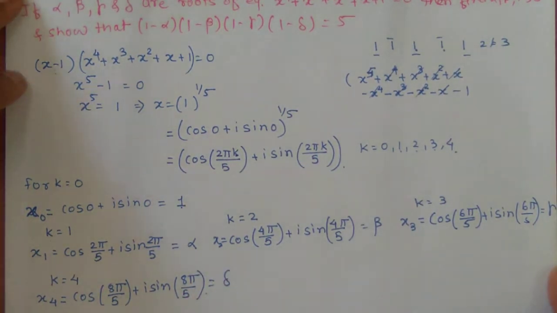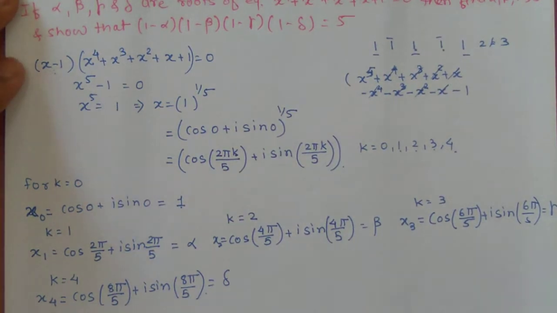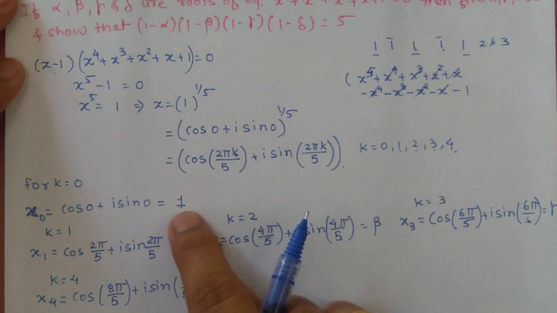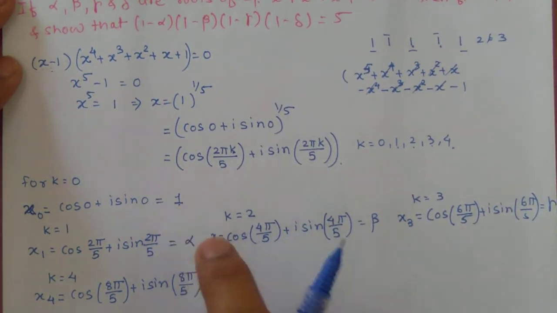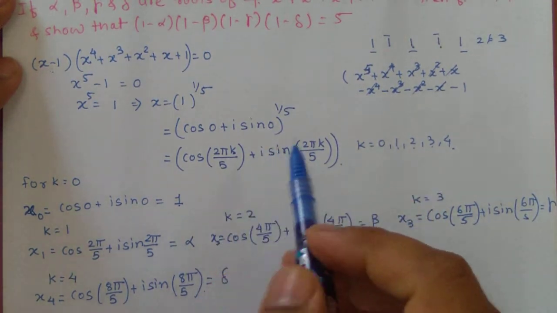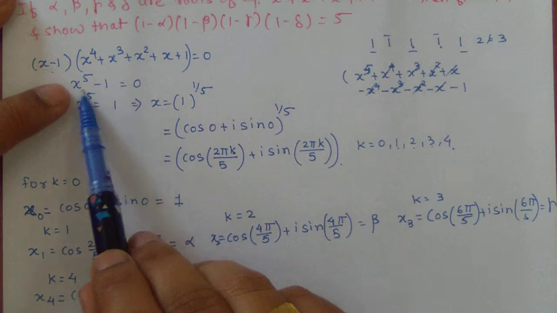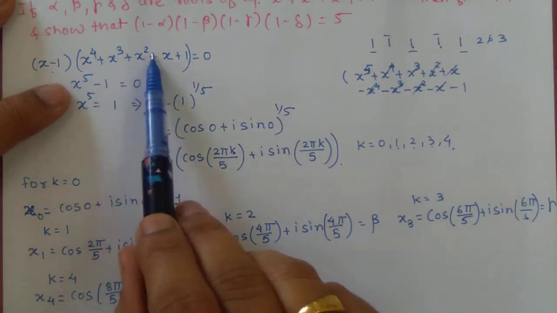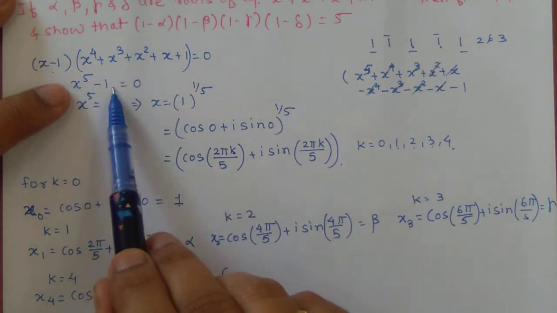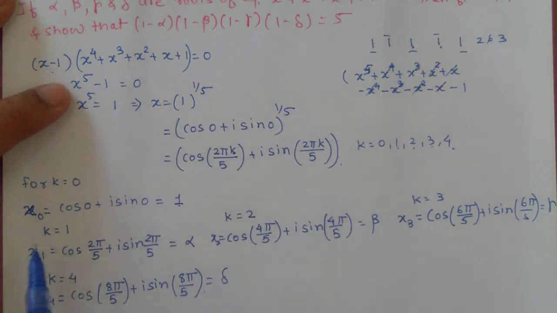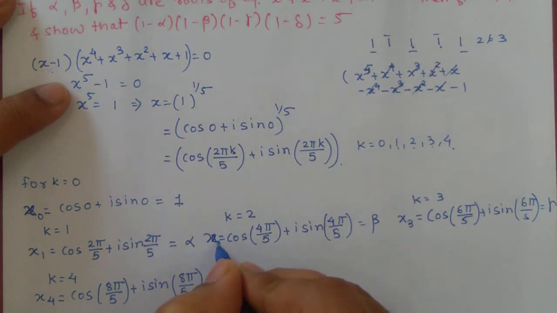Now still some of you are confused, sir, why you are calling these roots alpha, beta, gamma and delta? Why are we not calling one of them alpha, beta, gamma or delta? The reason is I am calculating the fifth root of unity. That means I am finding the roots of this equation. I am not calculating the roots of this equation. I am calculating the roots of x raised to 5 minus 1 equal to 0, that is the fifth root of unity. So I am getting 5 roots here, x0, x1, x2, x3 and x4. So these 5 roots I am getting.